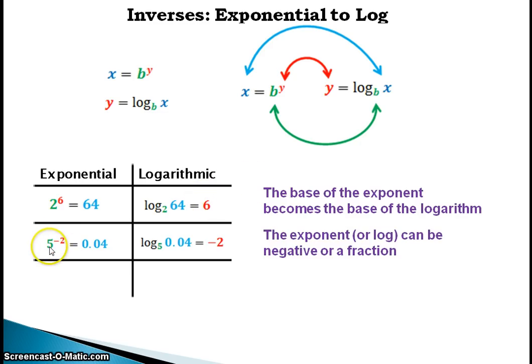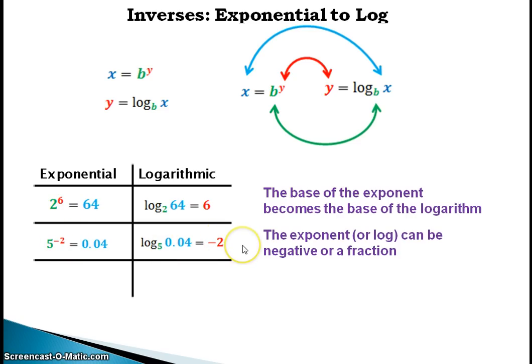Let's take a look at this one. 5 to the negative 2 power is equal to 0.04. Well, the output of the exponential expression becomes the input of the log function. The base of the exponent is also the base of the log, and the exponent becomes the output of the log function.